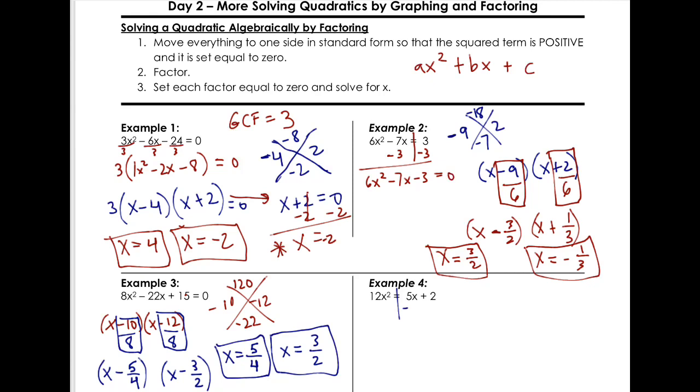Start by removing this positive 5x. That is a positive 5x. So in order to get rid of it, you have to subtract it. Whatever you do on one side has to be done on the other. That cancels, and that gives us 12x squared minus 5x is equal to 2. Now we've got to get that 2 off of there.